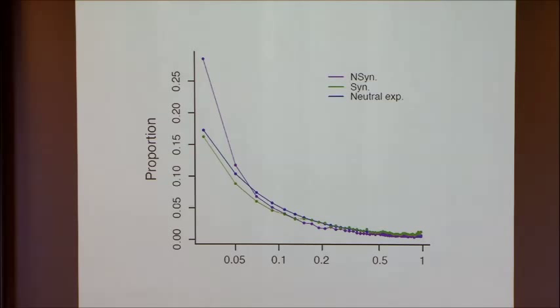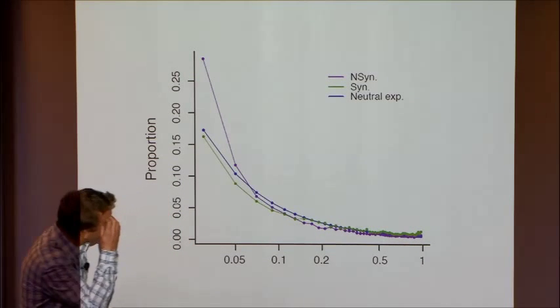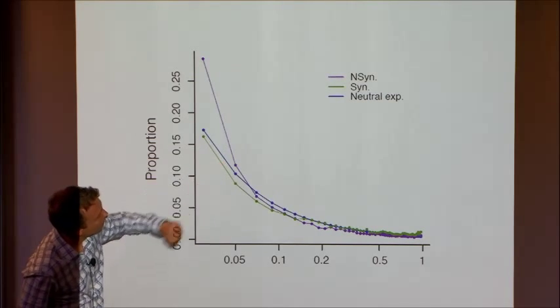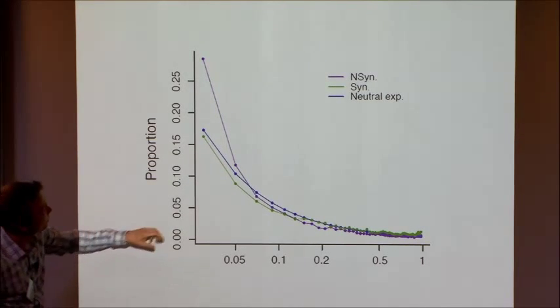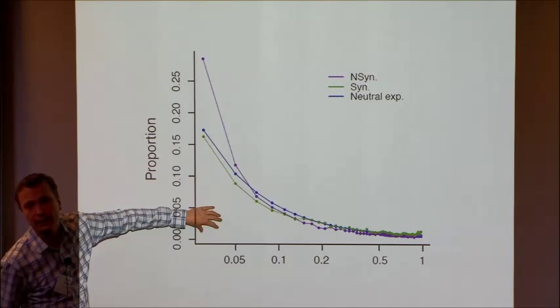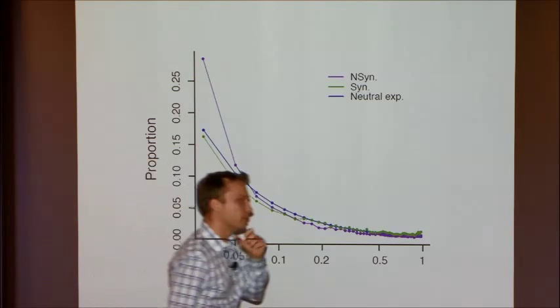So we often use the synonymous mutations as a neutral standard, as what you would expect if there was no natural selection. And we see in this particular case that for these data the synonymous and the neutral ones are maybe not so far away from each other, but the non-synonymous ones have this strong excess of rare alleles, and that's exactly what you would expect if many of them are under negative selection.